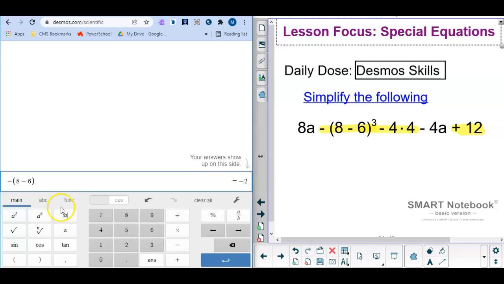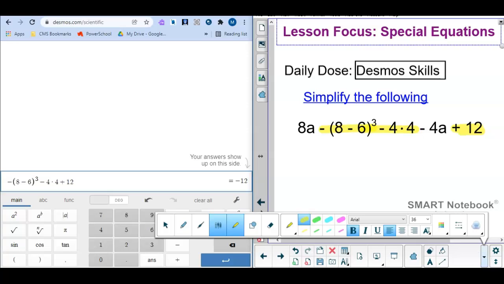Now, if we want to do to the third power, we would hit our A to the B button, put in our exponent. Remember, we're going to have to scroll to the right to be able to get back in line. Minus 4 times 4 plus 12. If I put that whole thing in there, my calculator is going to recognize that as negative 12.